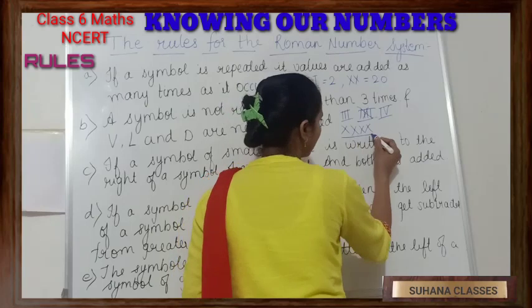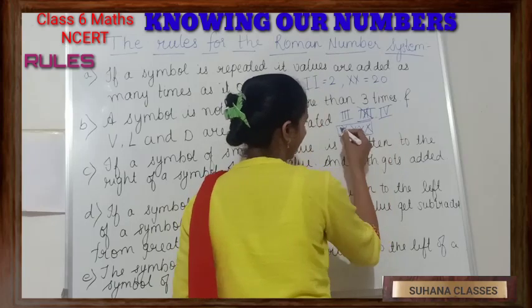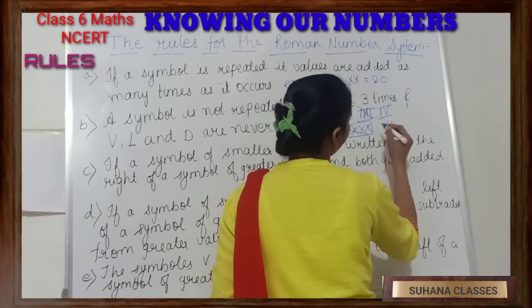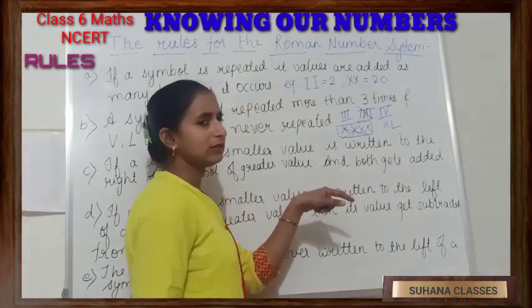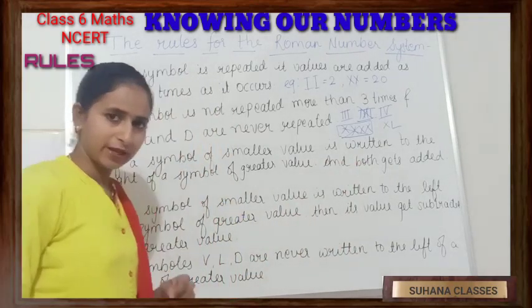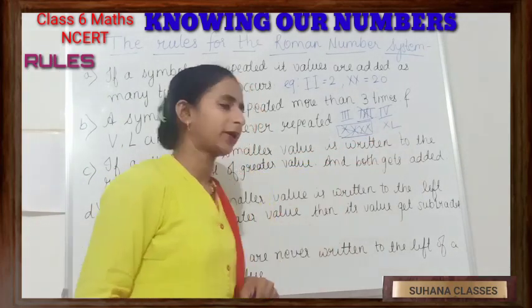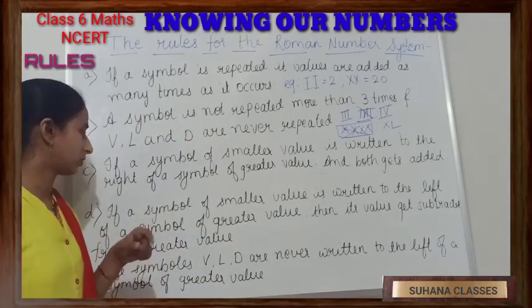Why? Because I can't repeat this number 4 times. If I want to write 40, what should I do? I should write XL. So why this XL? We will study in the next rule. Because 50 minus 10 is 40. So we'll see what that is.